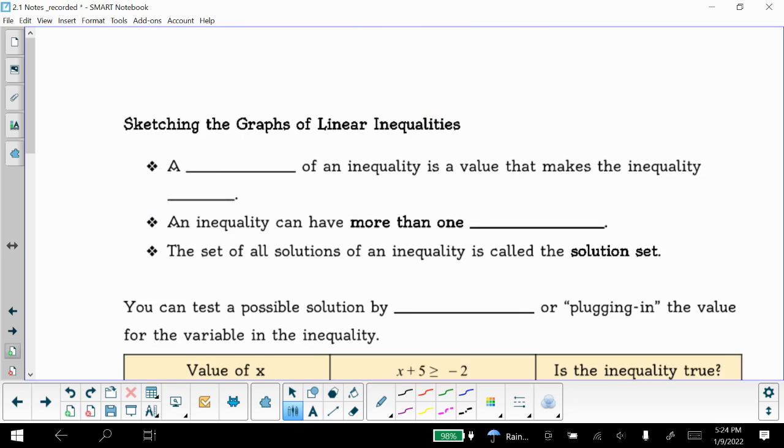All right. So the last part of this that we're going to talk about is sketching the graphs of these linear inequalities. So the graph of a linear inequality, a solution, not a graph. A solution of an inequality is a value that makes the inequality true.